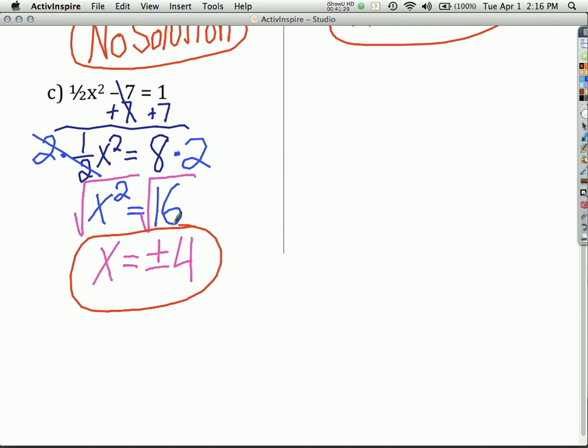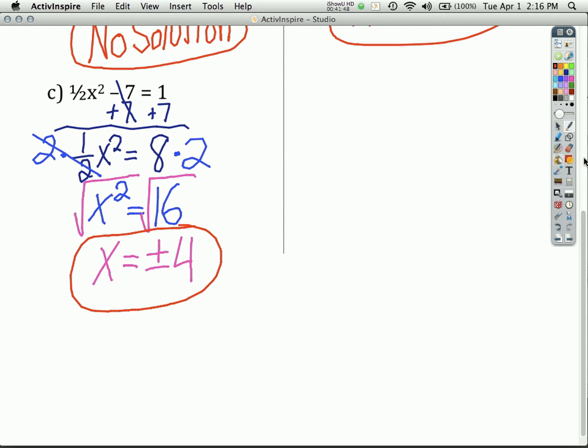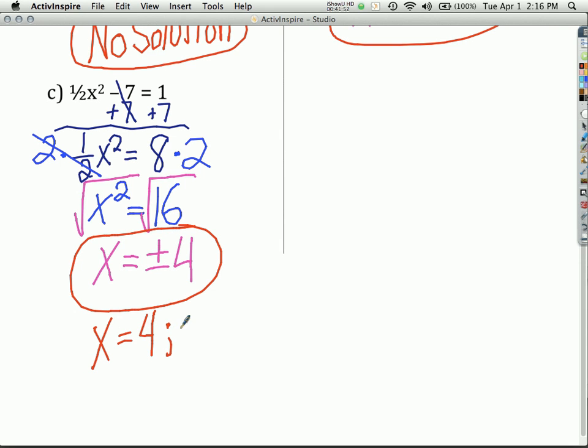Does anyone have any comments, questions, or concerns about how we did that? Make sure you're putting positive, negative, or writing down both answers. Okay, again, this could also be written x equals 4 and negative 4. I don't care, either way.